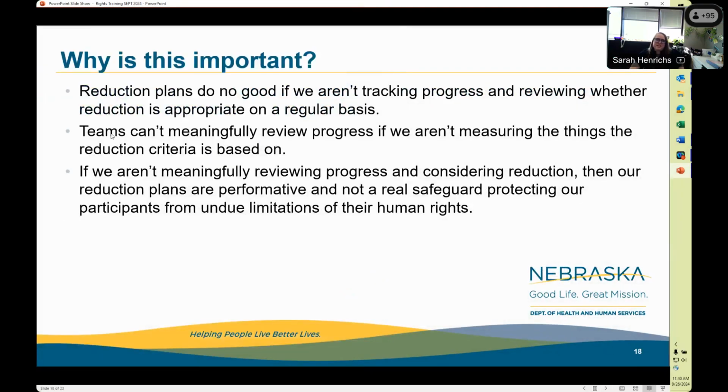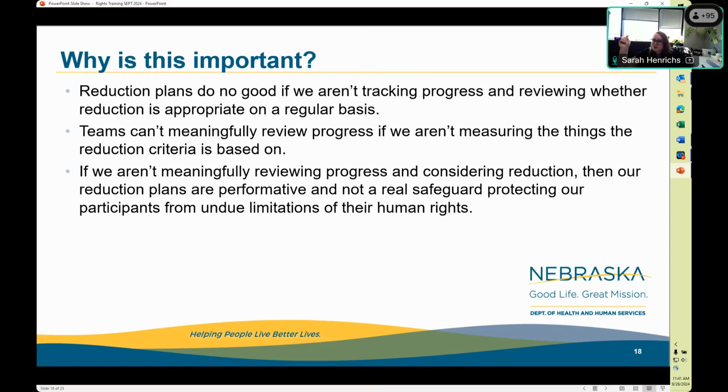And why is this important? I touched on this, but reduction plans don't do us any good. We've talked about why reduction plans are important, but they don't do us any good if we aren't able to track and quantify a person's progress or lack thereof. And if we aren't meaningfully reviewing progress and considering reduction when we see progress, then our reduction plans are performative.